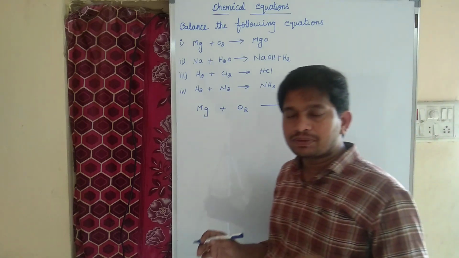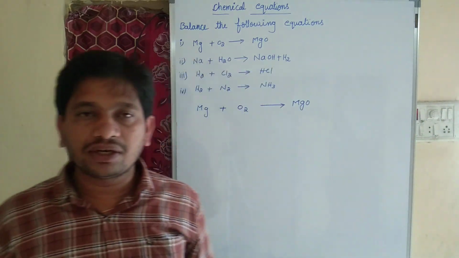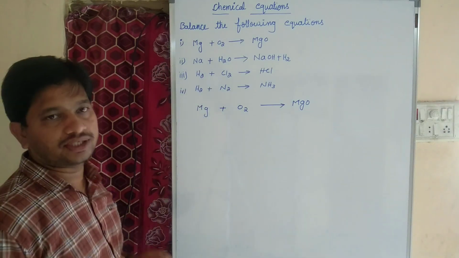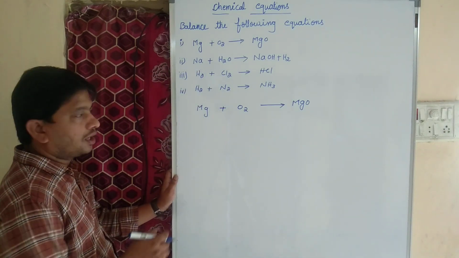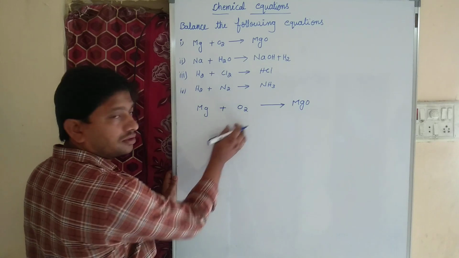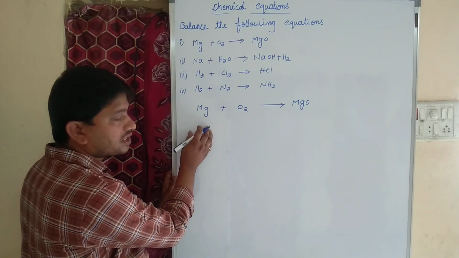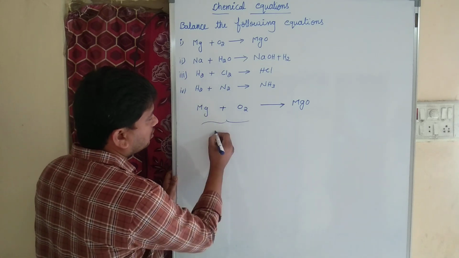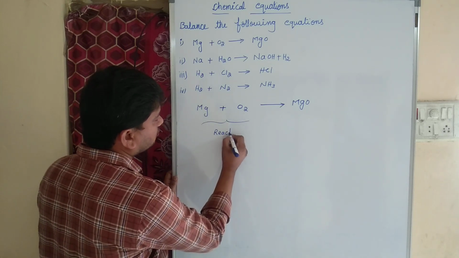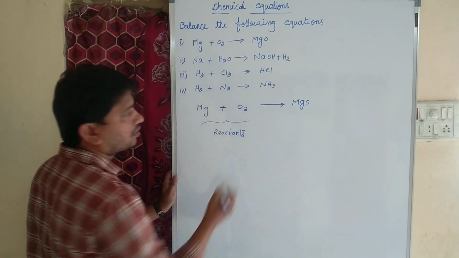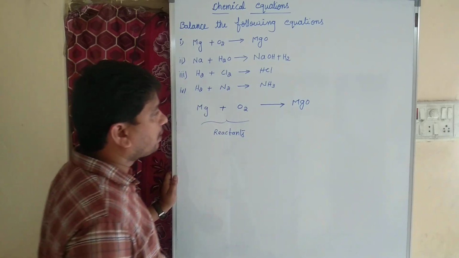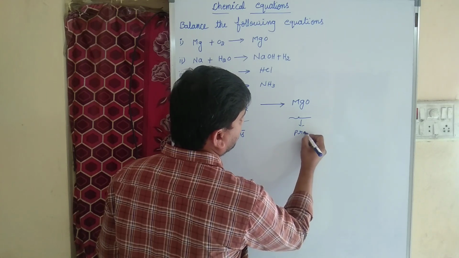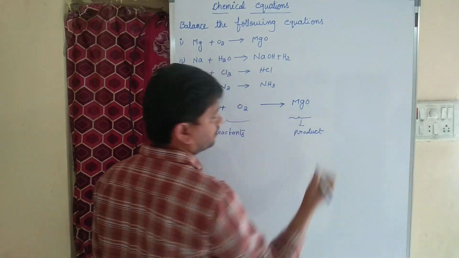Okay, the substances which are participating in the chemical reaction are called reactants. Here magnesium and oxygen are the substances which are participating in the chemical reaction, hence they are called reactants. And what about here, magnesium oxide, which is called our product? I mean, this is our end product.